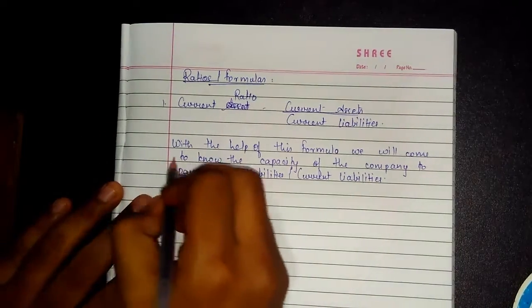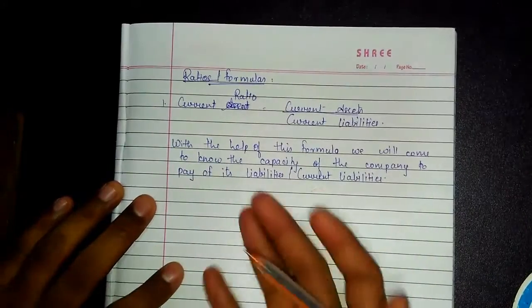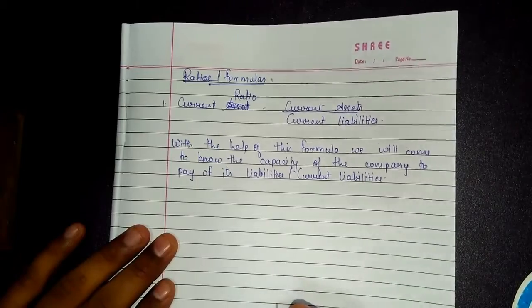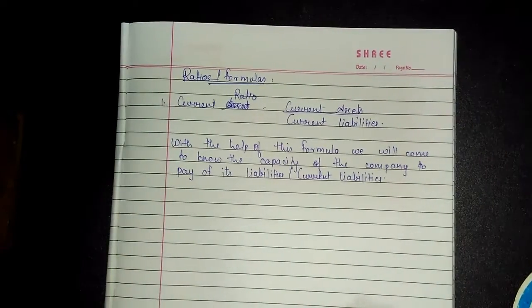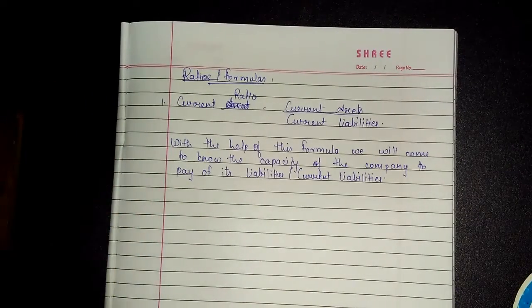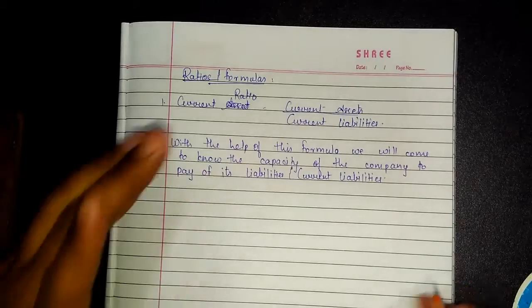The end result is this. With the help of the formula, we come to know the capacity of the company to pay off its current liabilities as compared to its current assets. That means it has a sufficient amount of current assets to pay off its current liabilities. Hope quite clear now. More than clear. If you want to write that explanation, rewind the video and write it down.